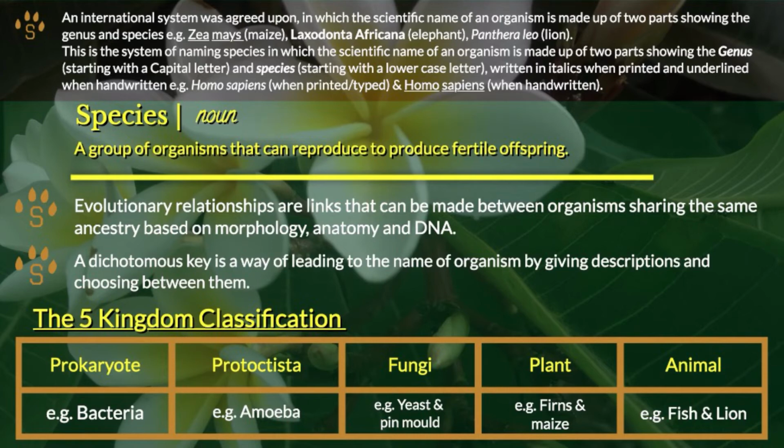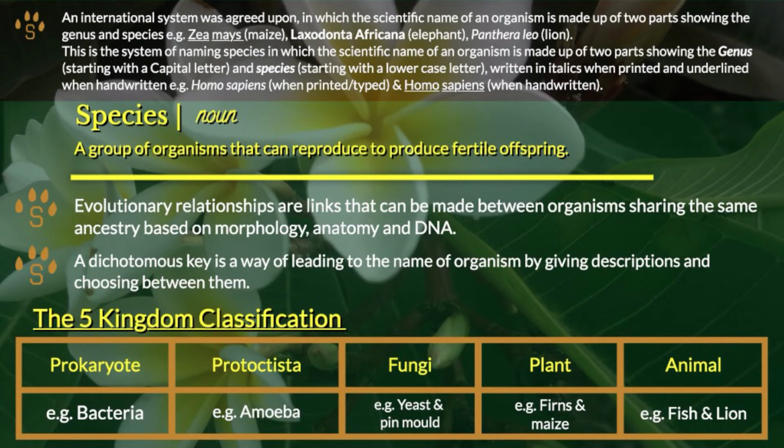Next point is, this is the system of naming species in which the scientific name of an organism is made up of 2 parts showing the genus starting with a capital letter and the species starting with a lowercase letter. Written in italics when printed and underlined when handwritten. That was the resolution for the convention. For example, Homo sapiens, we know this from evolution. Homo sapiens, when printed or typed, that's how it will look like. You put it in italics. And Homo sapiens there, the next one, is underlined when handwritten, because we have many different handwritings. Many handwritings look like they're in italics, so it won't make sense. It's better if we just underline so that we are able to see that you're using the binomial system.